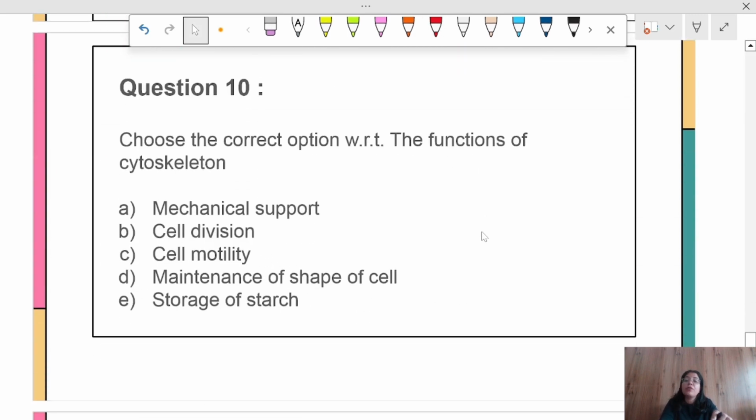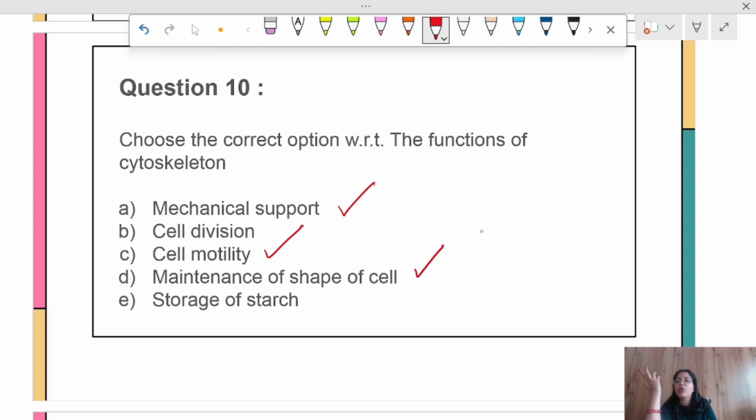Choose the correct option with respect to the functions of cytoskeleton. What is not the function of cytoskeleton? See, in NCERT, they have clubbed all the functions of cytoskeleton after the definition. Please read those functions. It provides mechanical support. It is responsible for motility. It actually maintains the shape of the cell also. It can help in cell division also because spindle fibers are made up of microtubules. So you can consider that function also. But storage of starch, this function is absolutely wrong, right?